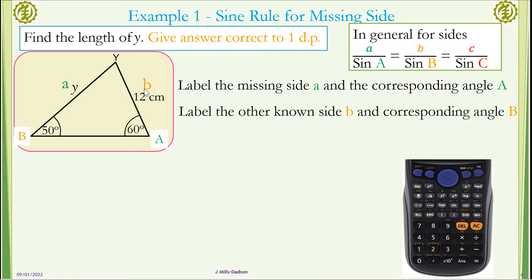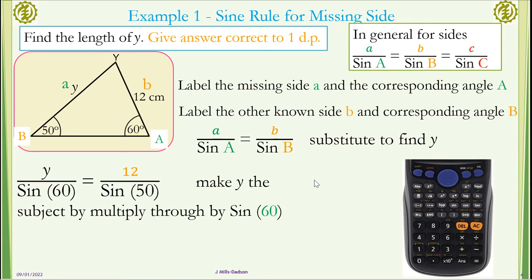And once you've done that, all we need is the first two ratios. We quote it, and we substitute all the particulars into this. In place of a is y, in place of sine A is sine 60, in place of b is 12, in place of sine B is sine 50. That's it. Then you make y the subject by multiplying through by sine 60. Sine 60 on this side, when you multiply, will cross this out, and sine 60 will multiply 12.